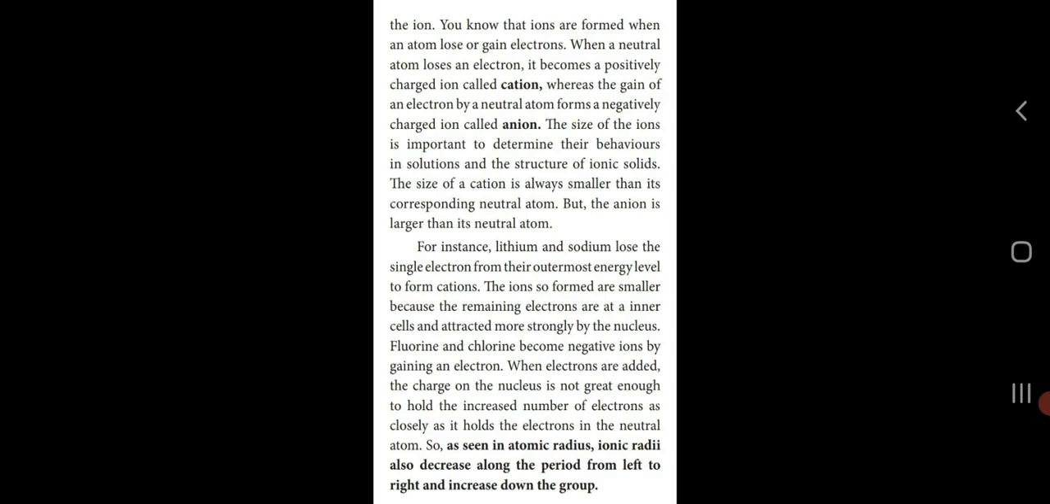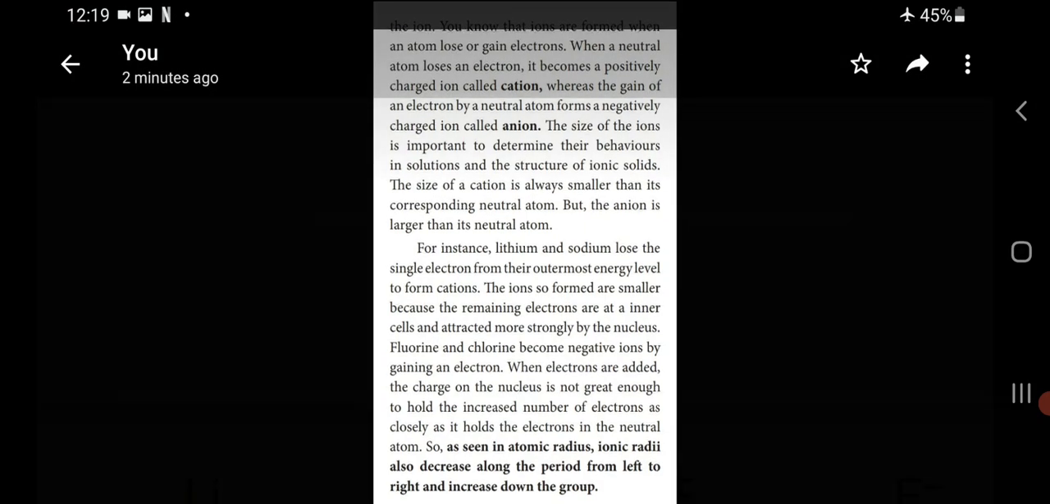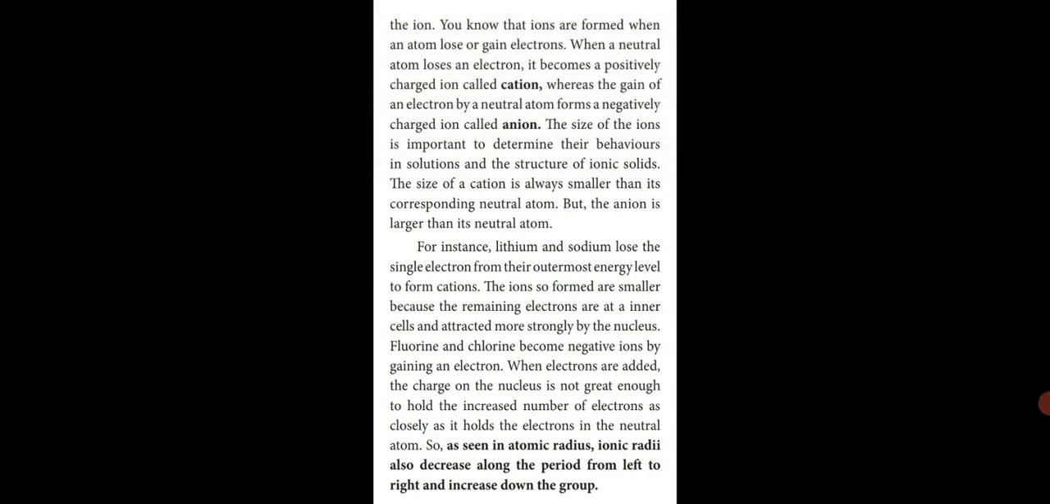Then you know that ions are formed when an atom loses or gains electrons. When a neutral atom loses an electron, it becomes positively charged and it is called a cation. Whereas the gain of an electron by a neutral atom makes it charged negatively, and we call it an anion. So the size of the ions is important to determine their behavior in solution.